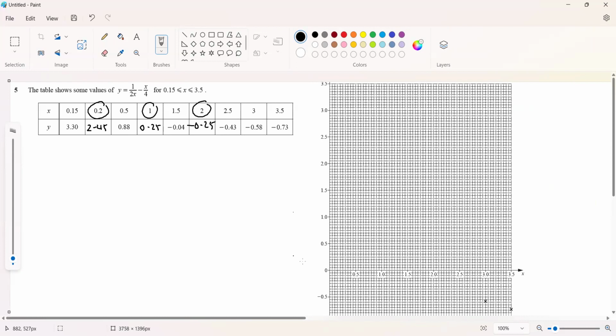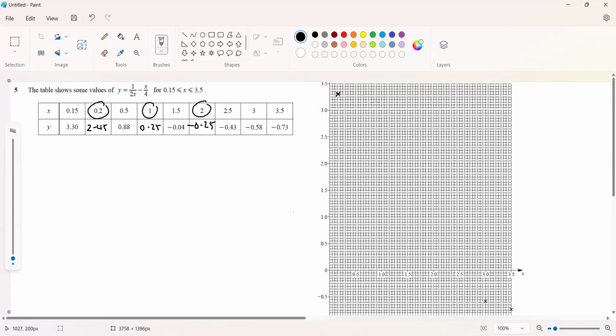So 0.15 and 3.3, each of the boxes is worth 0.05. So we are taking 3 boxes. So 3 boxes to 3.3, that would be all the way up here. For the y, each 2 boxes is 0.1. So 3.3 is somewhere around here. So we have our first plot.